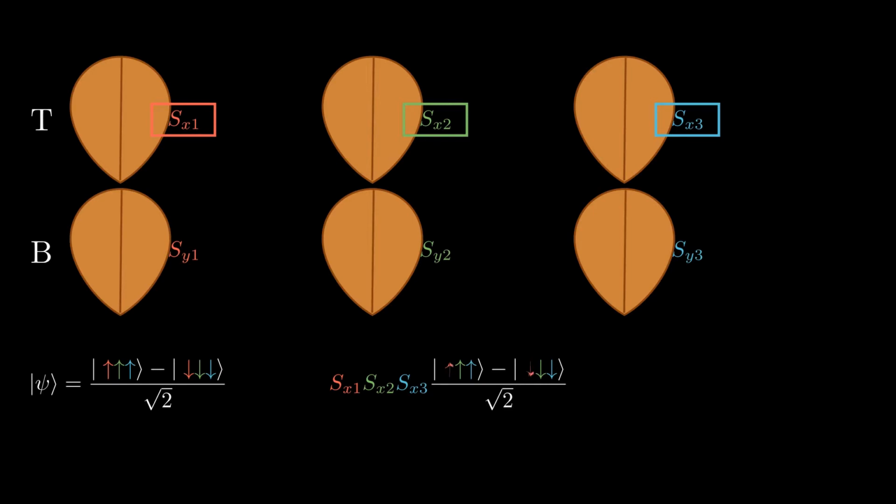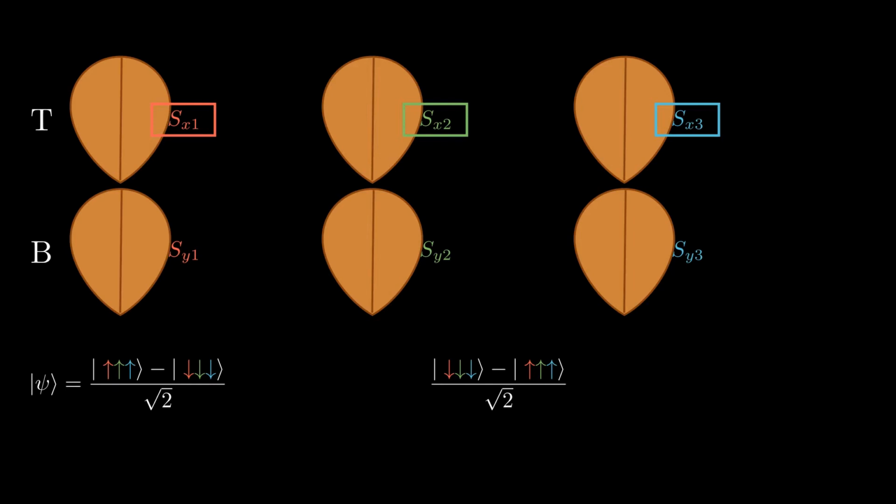SX1 turns the first up to a down and the first down to an up. SX2 does the same to the second particle, and so on for SX3. Notice that this is the same state vector we started with, except for an overall scale factor, or eigenvalue, of -1. That means that, according to the rules of quantum mechanics, we'll always obtain a measurement of -1 for this product. And as we saw a moment ago, that means we'll always count an odd number of p's, as we set out to demonstrate.